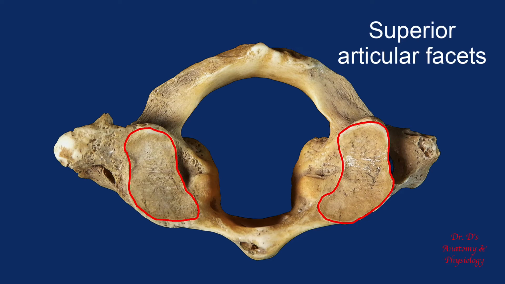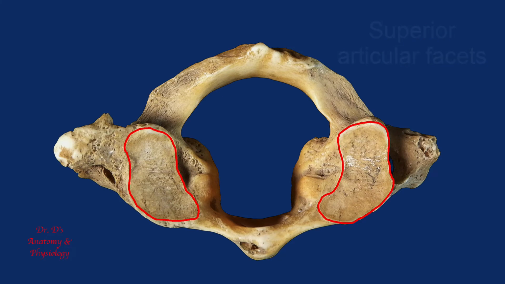Notice the somewhat elliptical shape of the facets. The occipital condyles on the skull are going to articulate with these superior articular facets. We are going to note in a future video that this particular joint, the Atlanto-Occipital Joint, enables you to nod your head, in other words, to flex and extend your head, and to move your head from side to side. But we will save that for a future video.